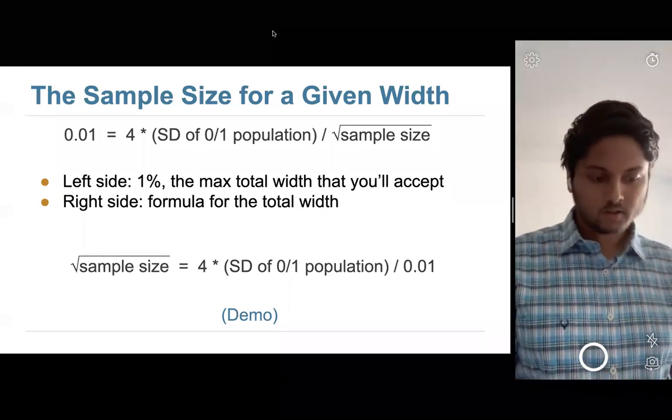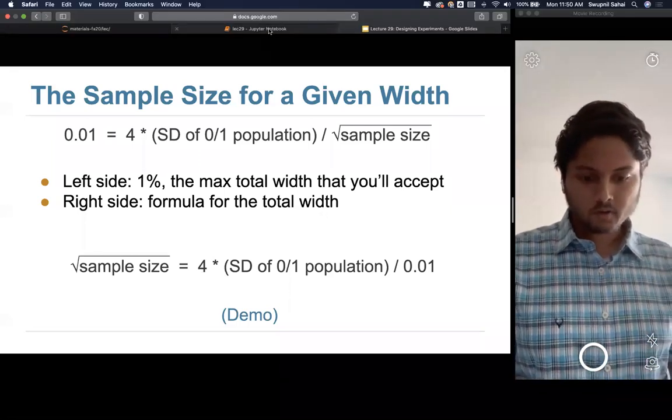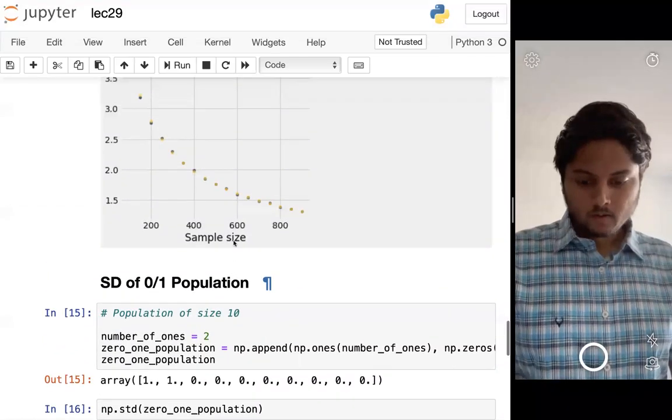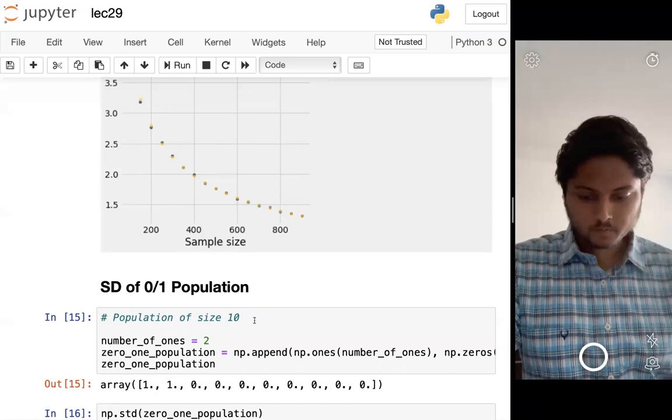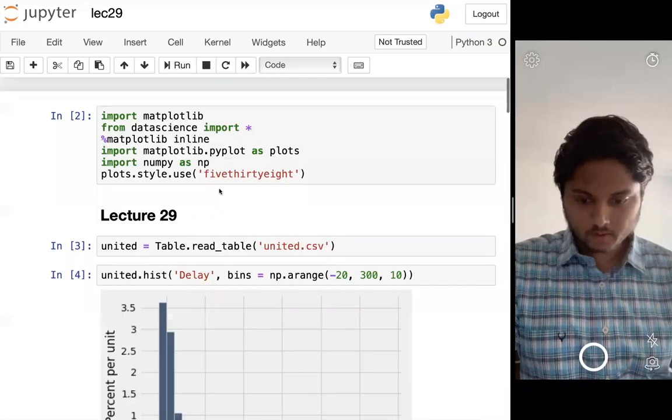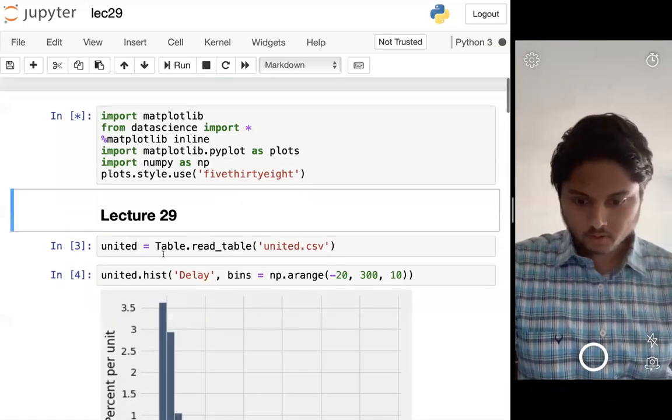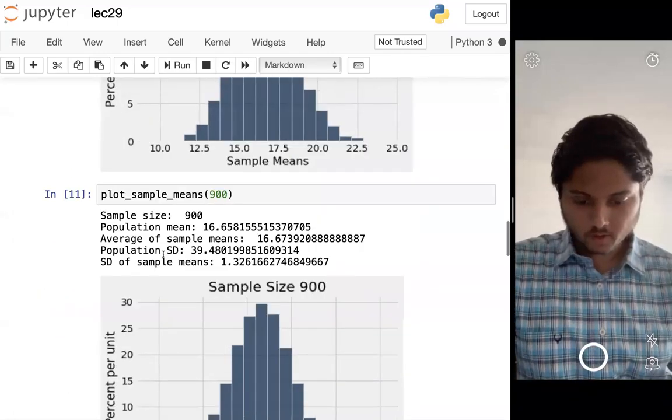So let's actually see a demo of this. Here we're going to simulate a 0-1 population. Oh, I think I didn't run my cell up here actually. So let me just run that.